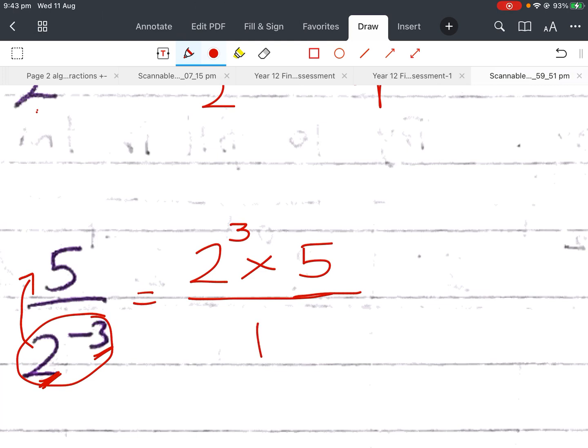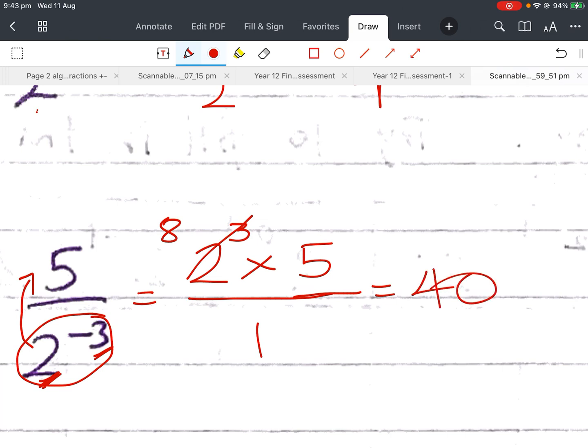There's nothing left on the bottom, so we put it over 1. Now use your calculator or your head. 2 to the power of 3 means 2 times 2 times 2. That means 2 times 2 is 4, and then 2 times 4 is 8. So that means 8. Can you tell me what 8 times 5 is?